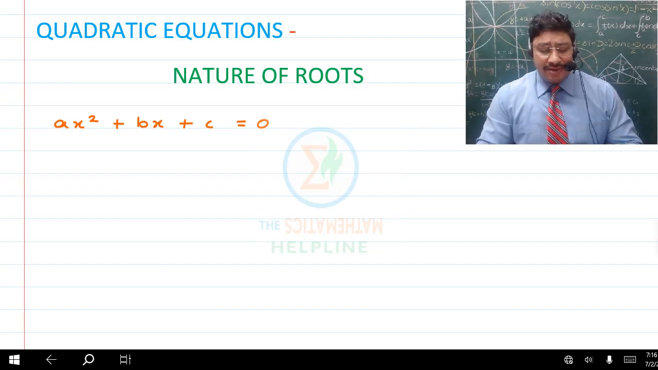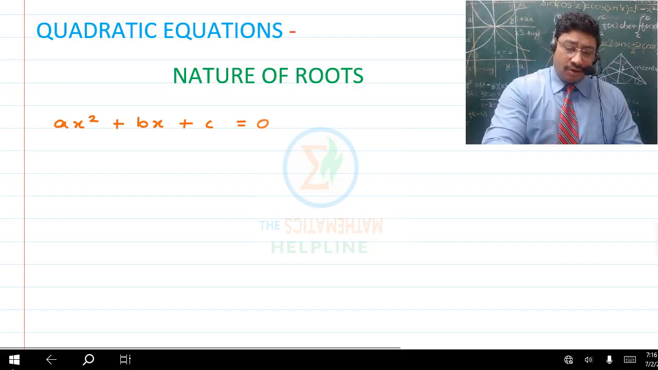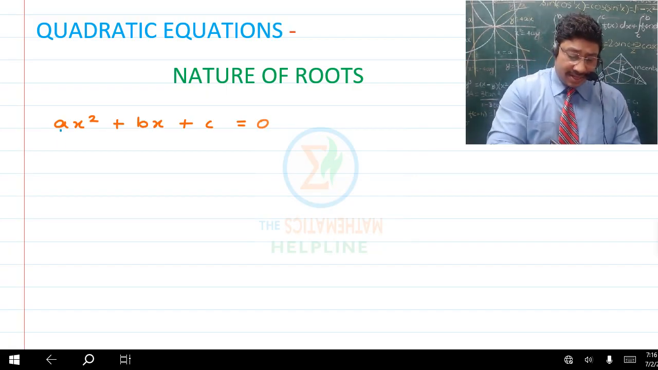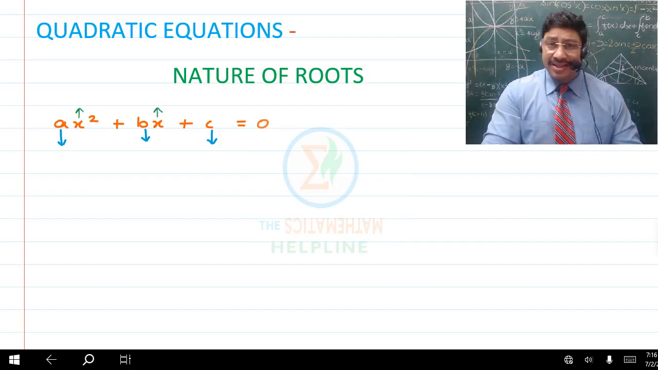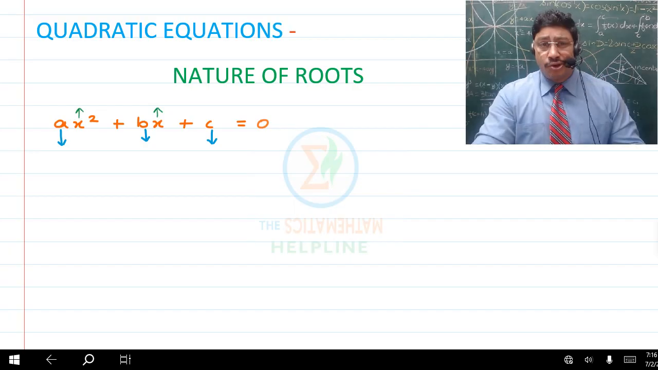Now here, as you see, if we talk about the constants, they are the initial alphabets of the English language, like a, b, c. And if we talk about the variables, x is the only variable, where the highest power of x is 2. As such, it is known as a quadratic equation in one variable.